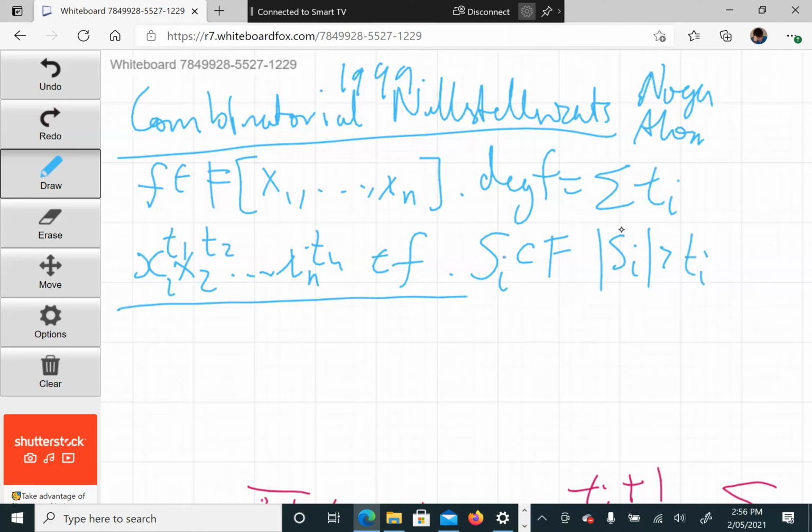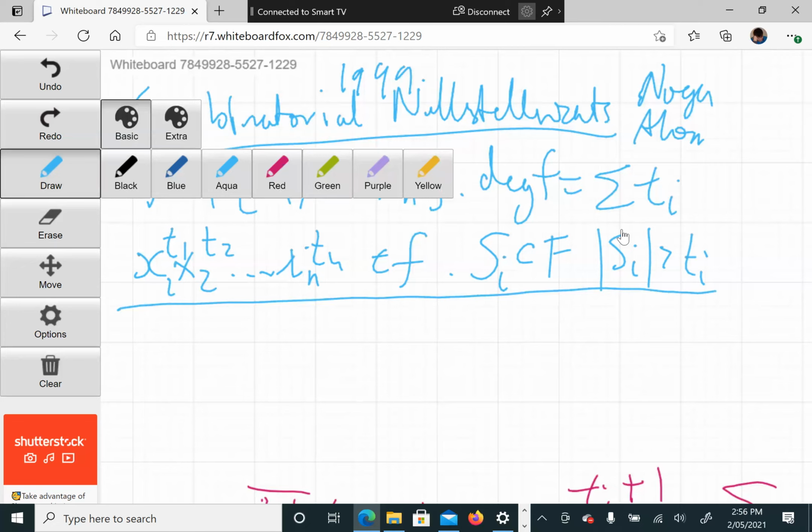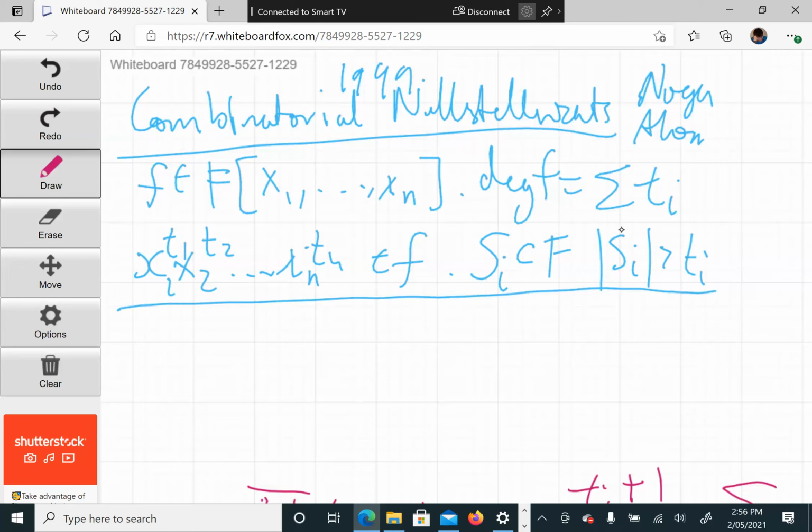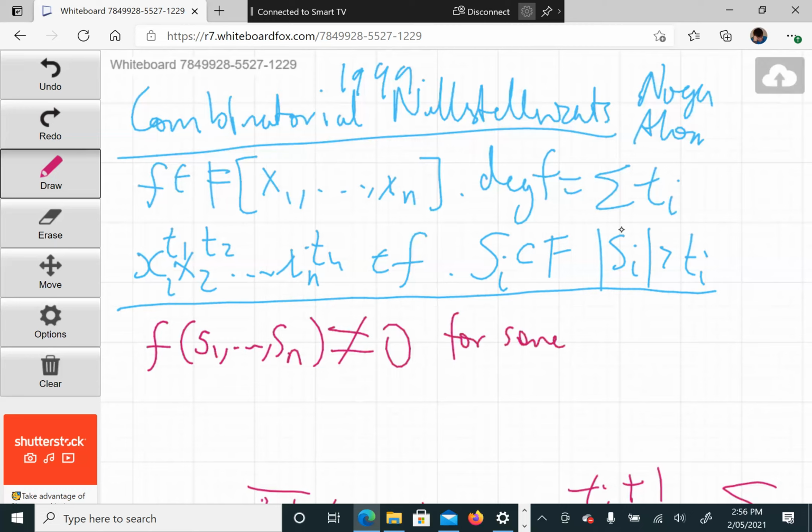Okay. Then the conclusion, written in red, is that f of s1, ..., sn is non-zero for some s1, ..., sn. Oh wait, didn't we try to use this to prove the IMO question? IMO question 3, I think. Yeah, this thing here. IMO question 6. Oh, the one we had on this side.